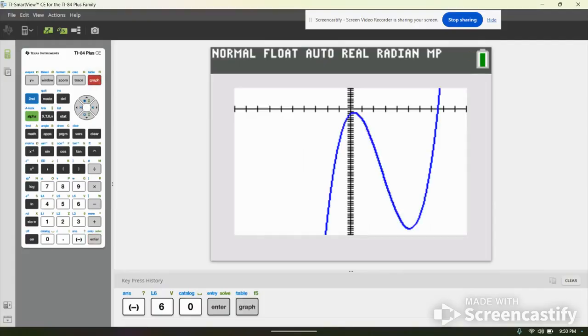And -60 seems to have done the trick. So now we can see this whole graph. It is a cubic function. So this does have the shape of a cubic function where I'm not expecting to see any more curves in here.